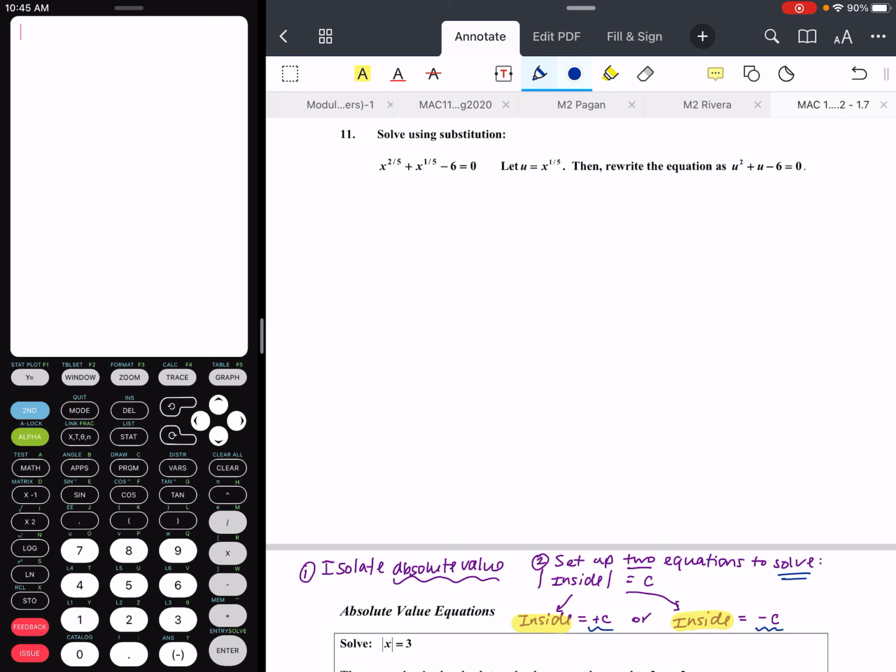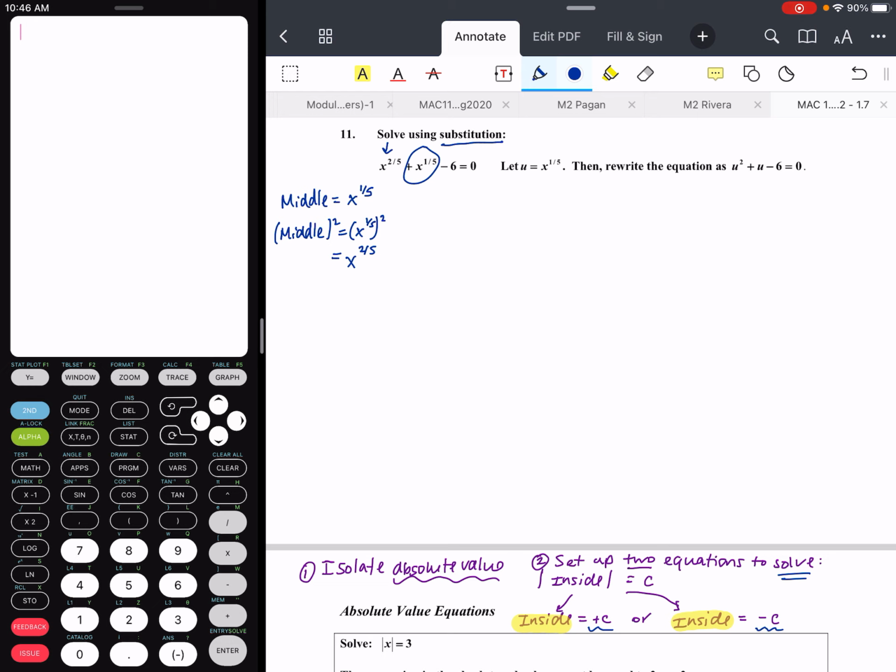All right, now let's take a look at number 11. We want to solve this using substitution. I see that my middle variable is x to the 1/5. So if I take my middle variable and square it, that's x to the 1/5 squared, which by the power rule gives me x to the 2/5, which was my first variable. Okay, so this tells me that I have an equation that's quadratic in form. So that's good news. That means I can use this substitution process and move forward.